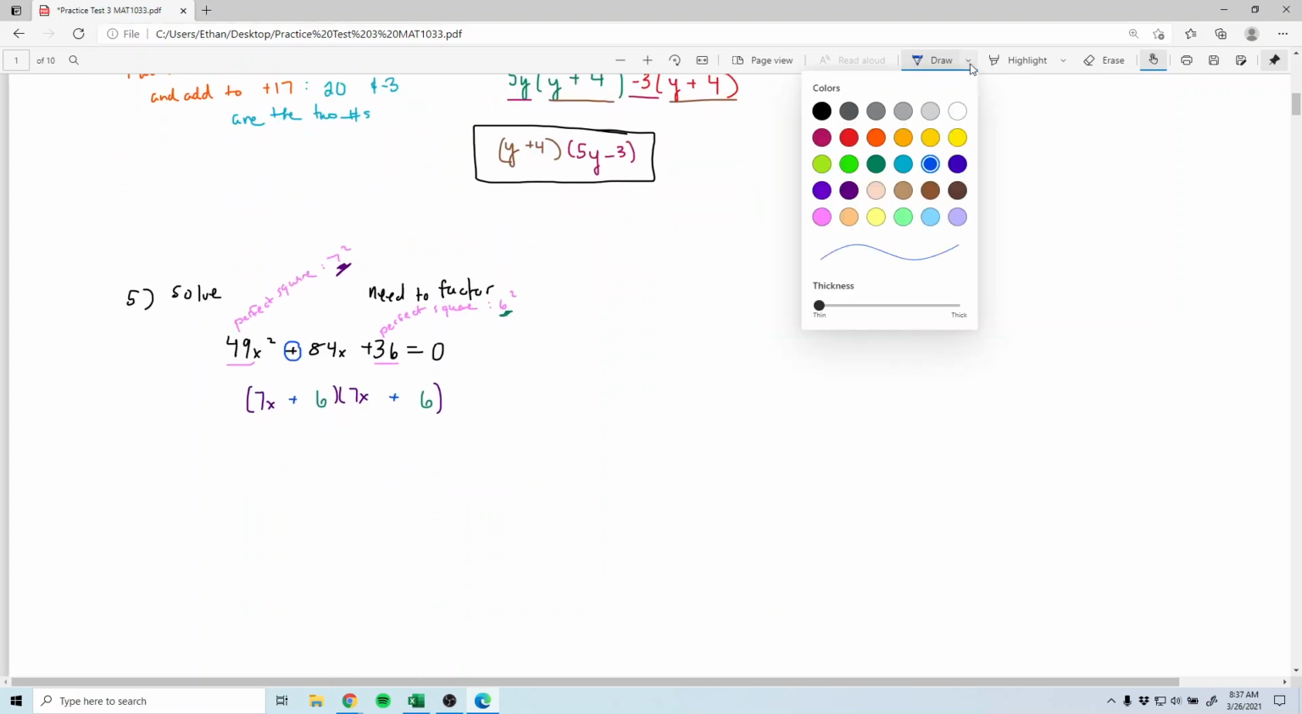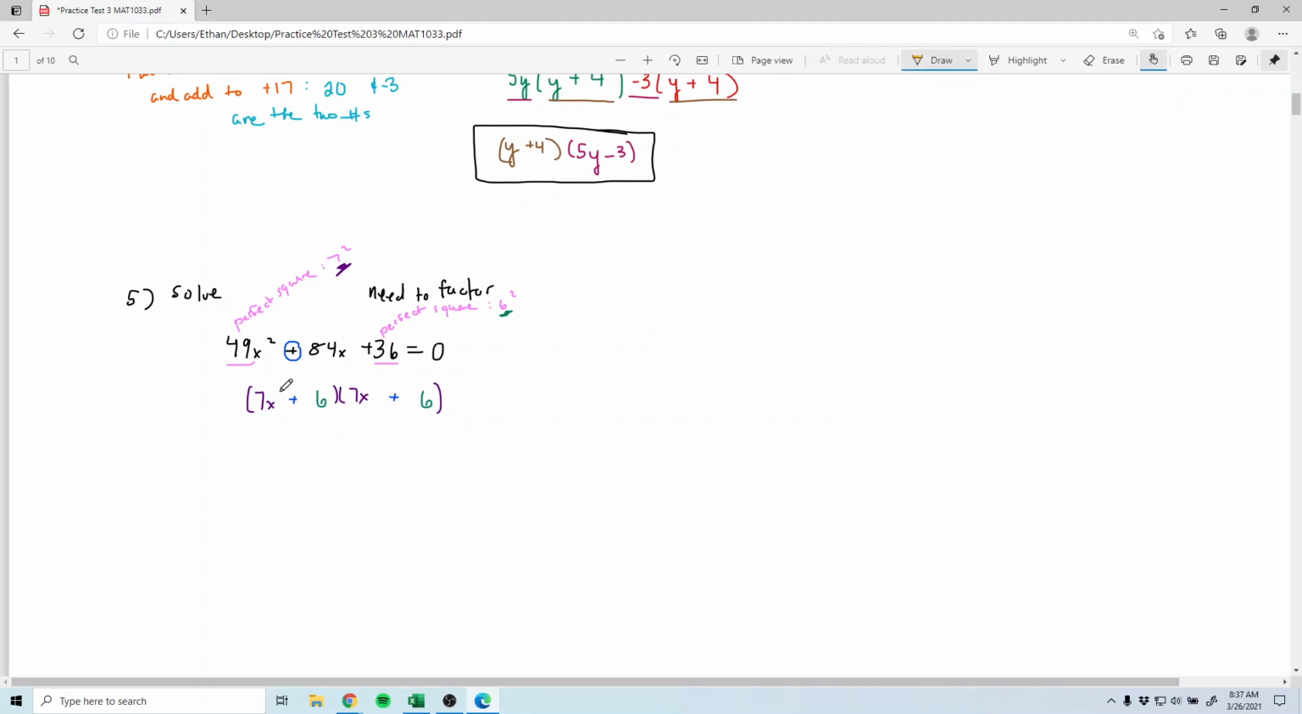Now, one thing I encourage you to do, especially if you want to try to use this shortcut, is just check and make sure this works. Meaning, if you FOIL it back out, do you get exactly this?